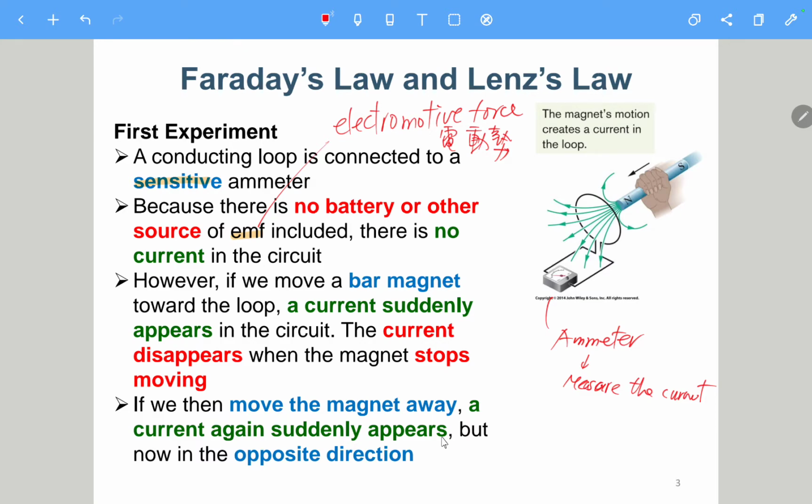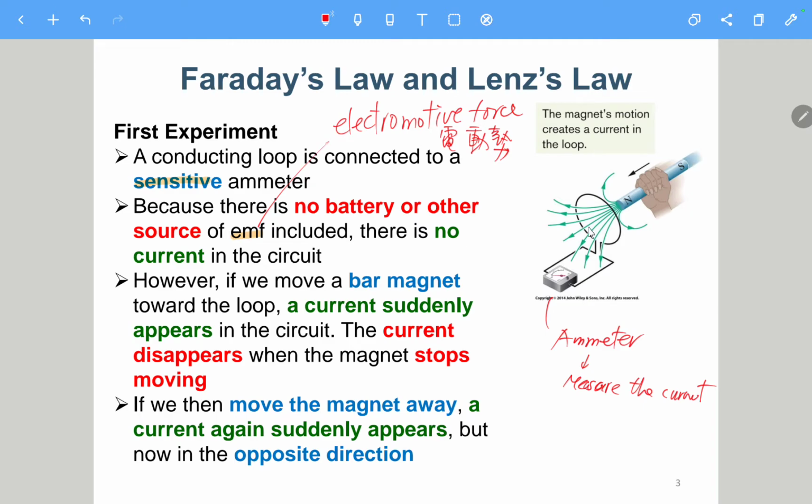If you move it away, there will be another current, but in the opposite direction. So this is the first observation. This circuit itself won't have any current because there is no battery, no EMF there. But if you move a magnet close to it, the movement will induce a current, and the direction of the current is related to the direction of the movement.